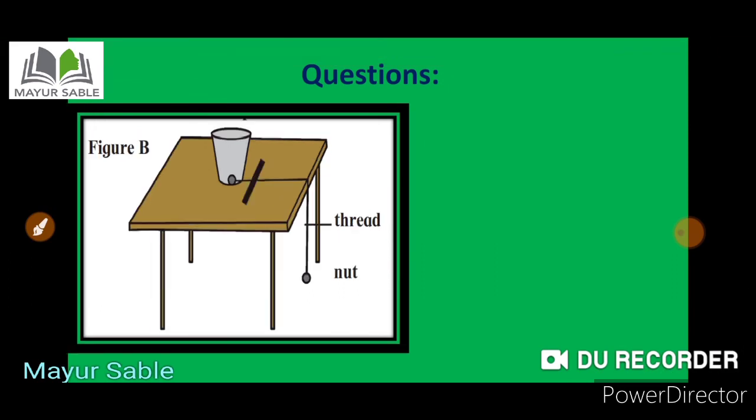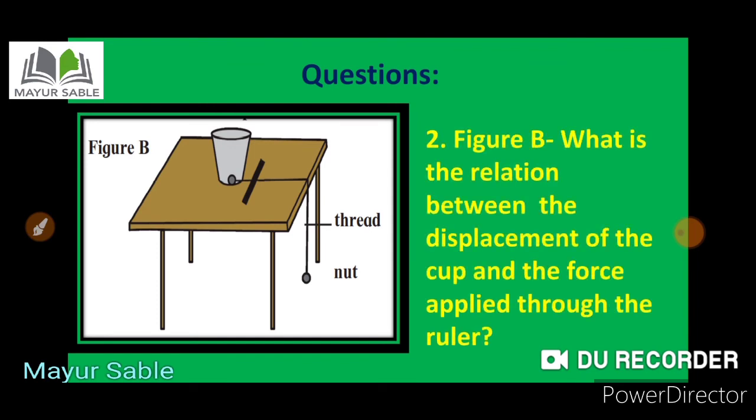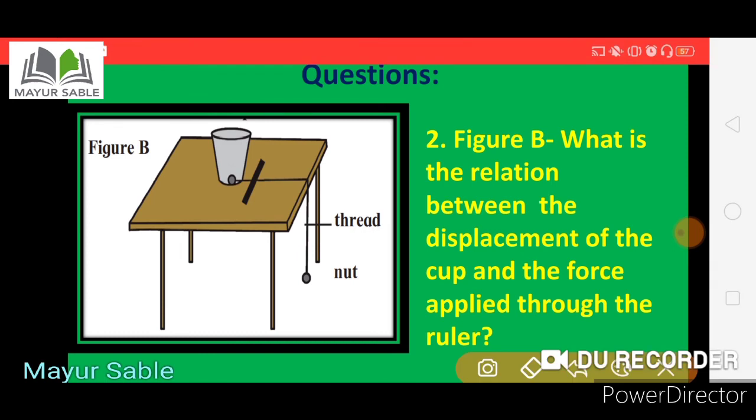Then the next question is on the basis of figure B. The question is, what is the relation between the displacement of the cup and the force applied through the ruler? That force is opposite to each other. It means what will happen? That will be a balanced force and the ruler is going to apply some sort of force. Therefore that nut will not get pulled toward the earth, and the ruler is going to apply the force in the opposite direction.